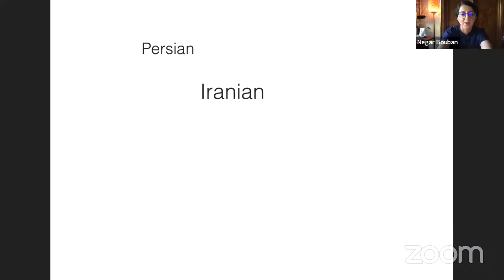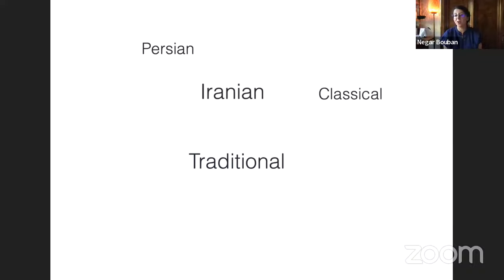If I manage to make this big enough, yeah. Traditional Iranian music, traditional Persian music, and recently it's very fashionable to call it classical as well. And the question is always, okay, what are we talking about? Is it about the country? Are we basically referring to the music of the country of Iran or the people of Iran?